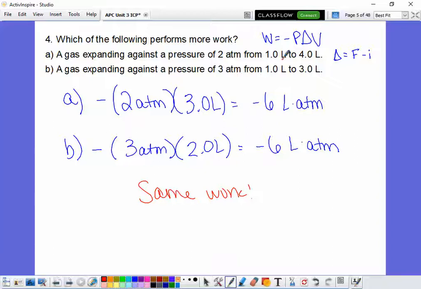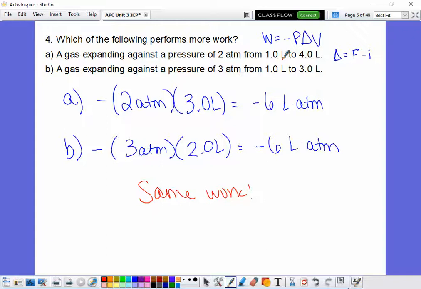Yes. For now, yes. When we do our gas unit later in the year, that's when we'll review how to convert different pressure units. But for right now, I will always give you pressure in atmospheres. Okay. Until we review that.